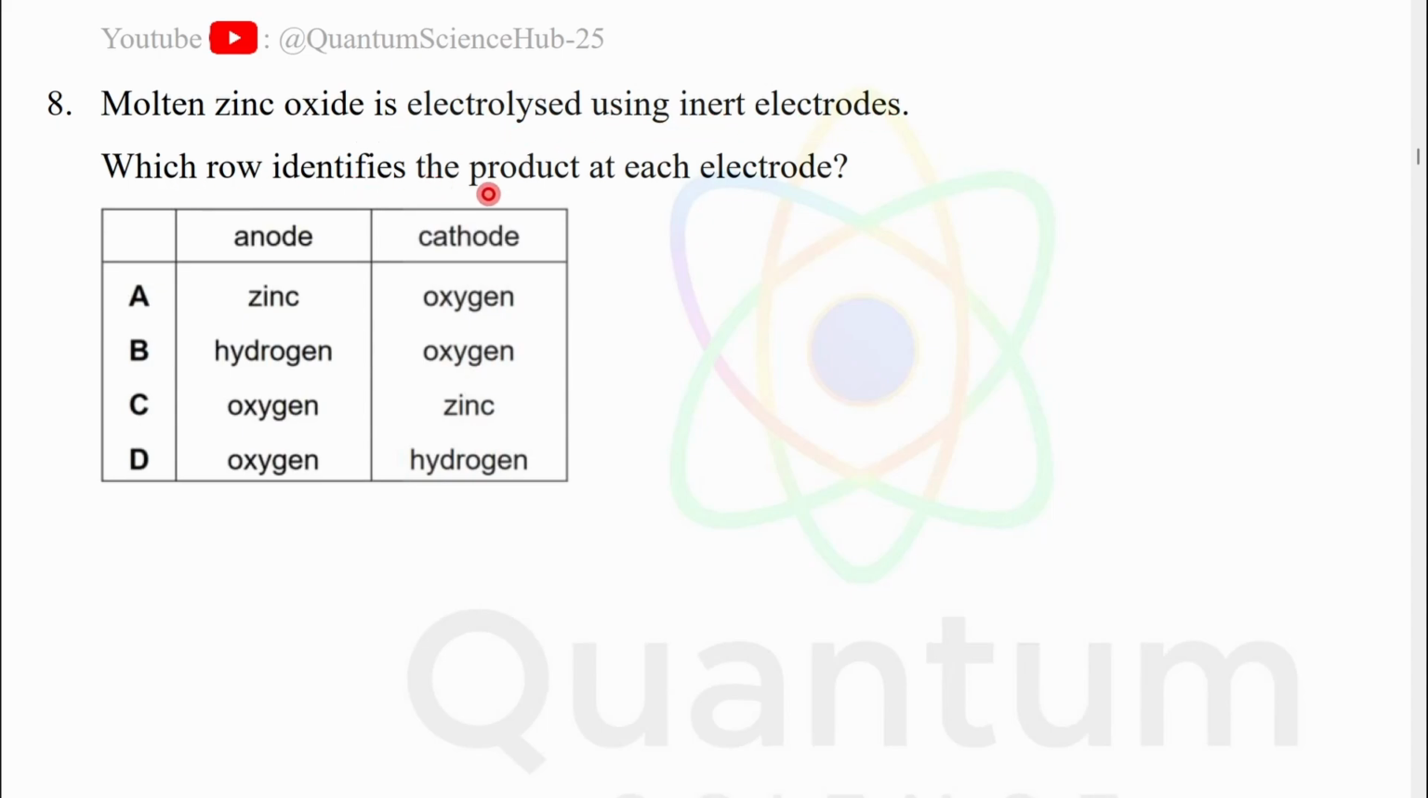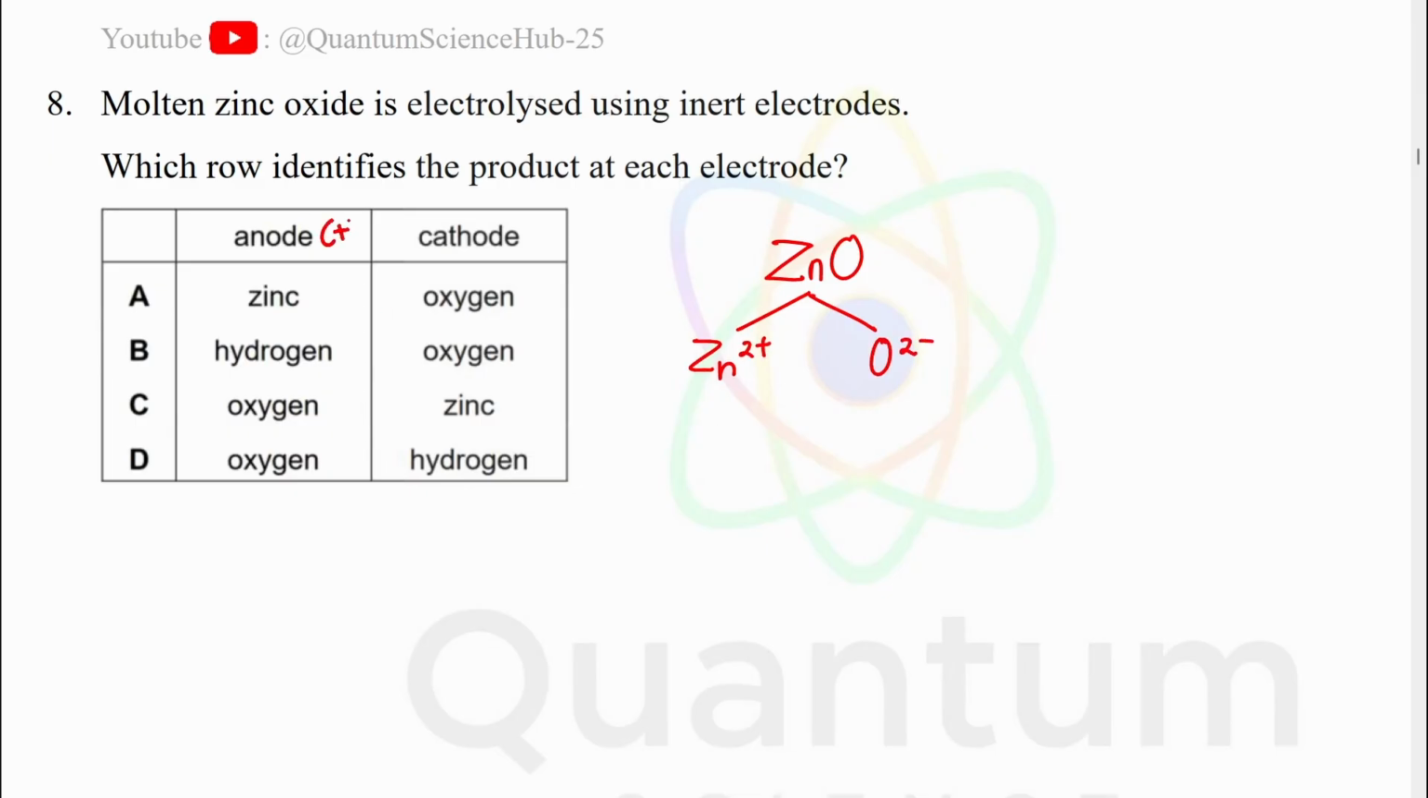Which row identifies the product at each electrode? Okay, so this one is pretty easy because it's just molten. So that means it doesn't have water, right? Zinc oxide, ZnO. So what are the ions? Zn2+ and O2-.